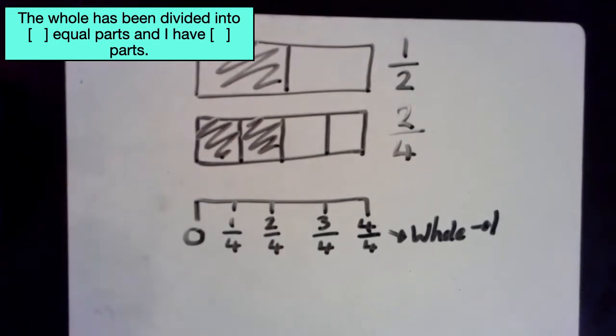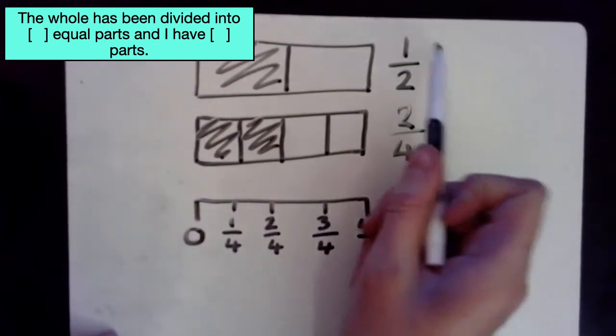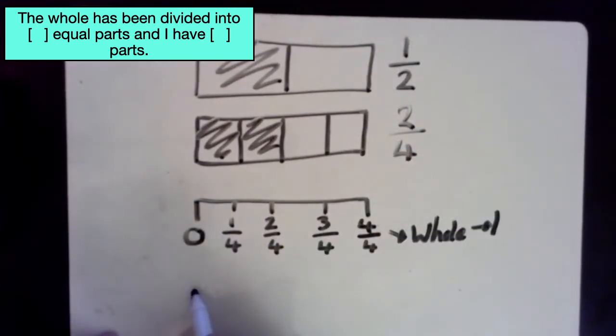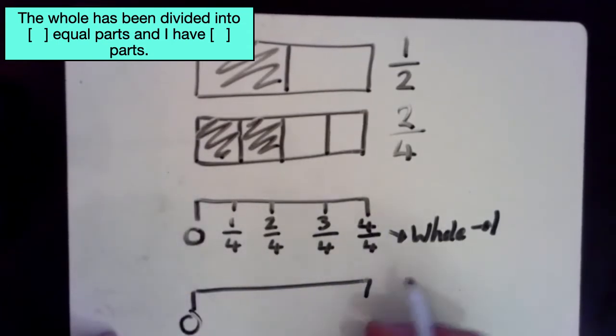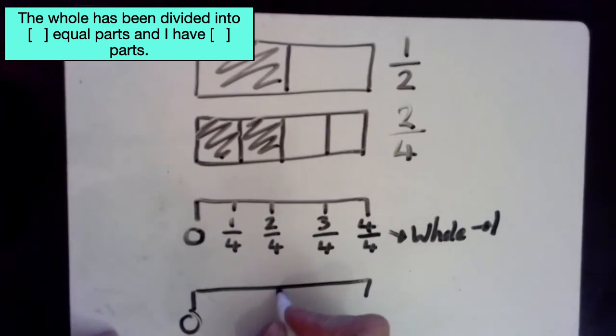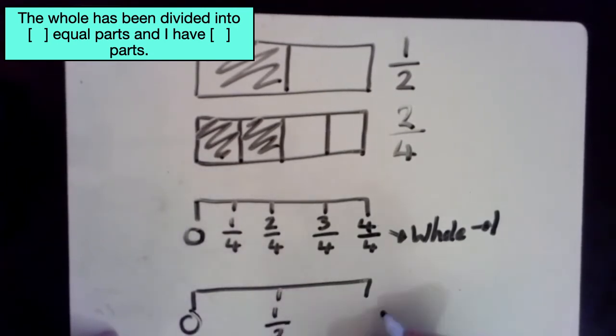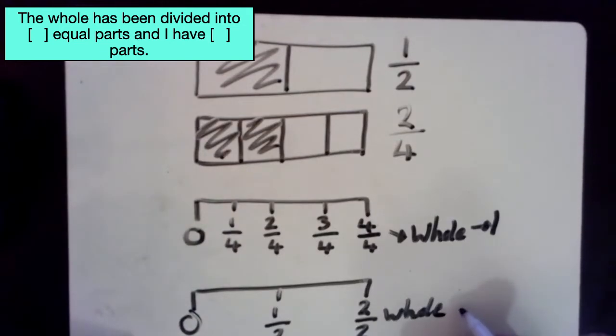Okay, so we've got that one for that. If I do one for the half below the number line, the whole is the same length, and we know the whole is going to be split up into 2. So I've got 1/2. That's going to be 2/2, which is also the whole. And that is, as we know, 1.